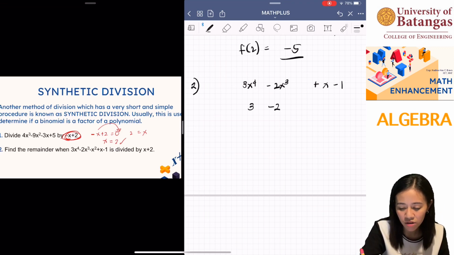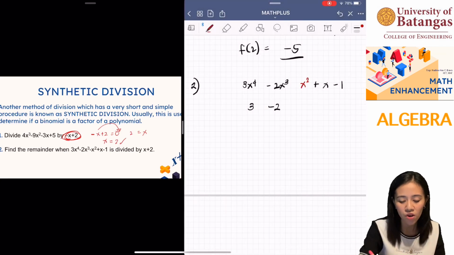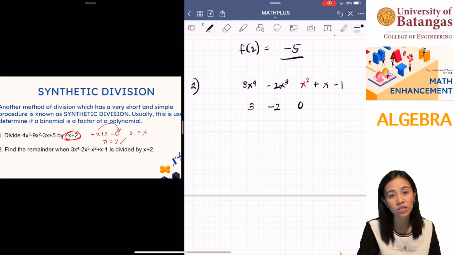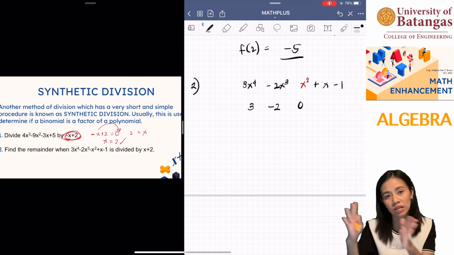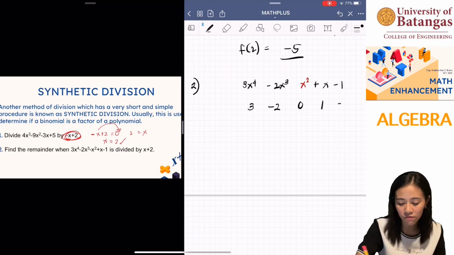We have a missing term here. Wala tayong x squared. Pero you have to include that in the numerical coefficients. So, kung wala tayong x squared, ibig sabihin, 0 ang numerical coefficient niya. So, you're going to write down 0 dun sa nawawalang term. Kasi kailangan decreasing yung degree natin. And then 1, and then -1.